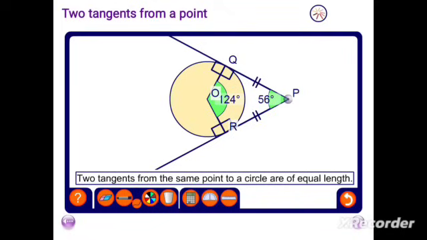Now, we have two tangents from a point. Two tangents from the same point to a circle are of equal length. As you can see, PQ is one tangent, and the other one is PR, also a tangent. And where these individual tangents meet the radius, at that point of contact the angle will be 90 degrees, as we have talked about.